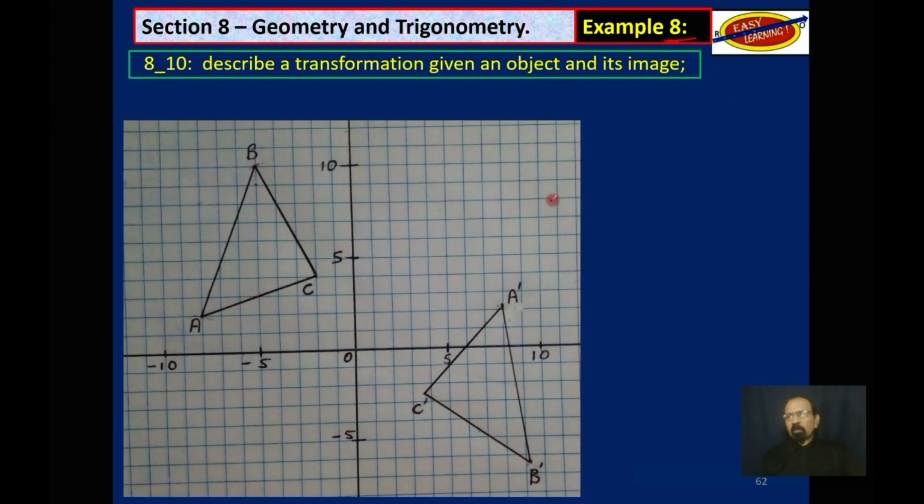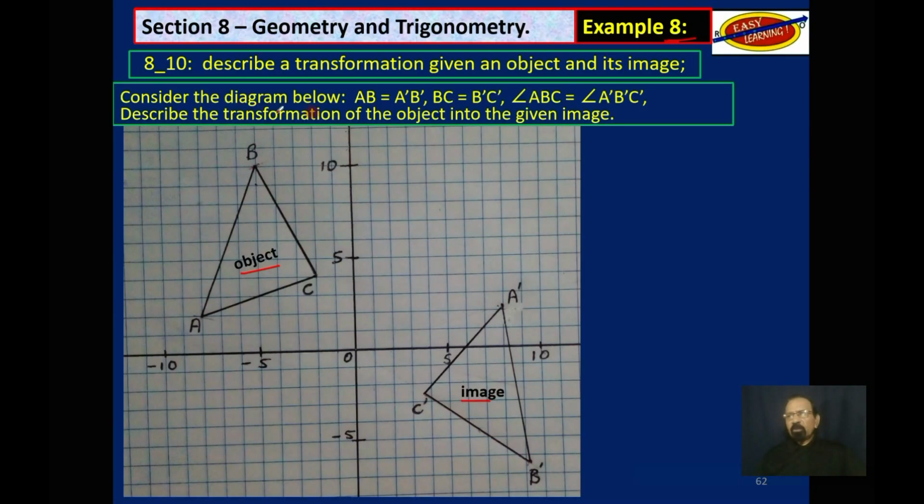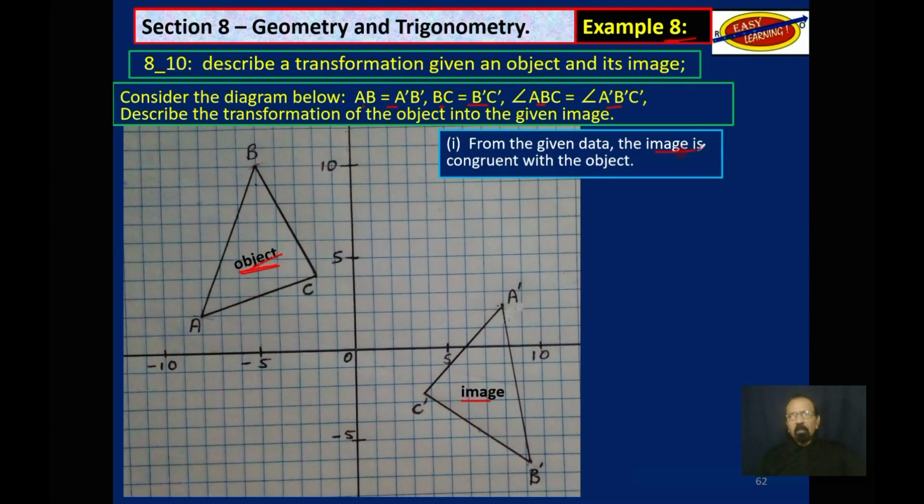Example 8, we have these two. This one is the object. This one is the image. You are given some data, and you are given that side is equal to that side, this side is equal to this side, that angle in between them. So essentially, you have two sides equal and the angle between. You have determined that the image is congruent to the object. From the given data, the image is congruent with the object.